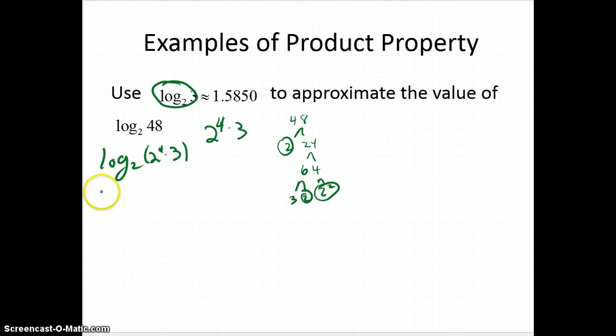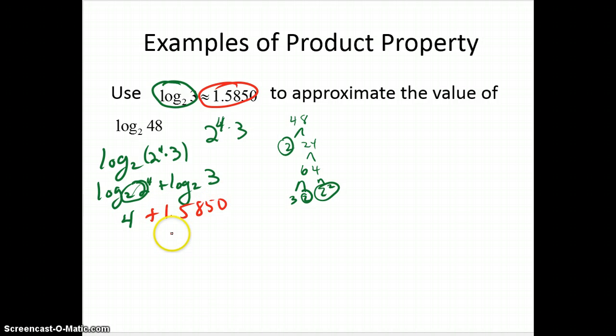Then we can take this one step further and say log base 2 of 2 to the fourth, and then remember that since these things are multiplied together, we can add the logs, like we use that basic multiplication property. Log base 2 of 2 to the fourth, if these two match, then they go away, and we're left with just the 4. And now we knew that log base 2 of 3 was 1.585, so we can substitute in right here.